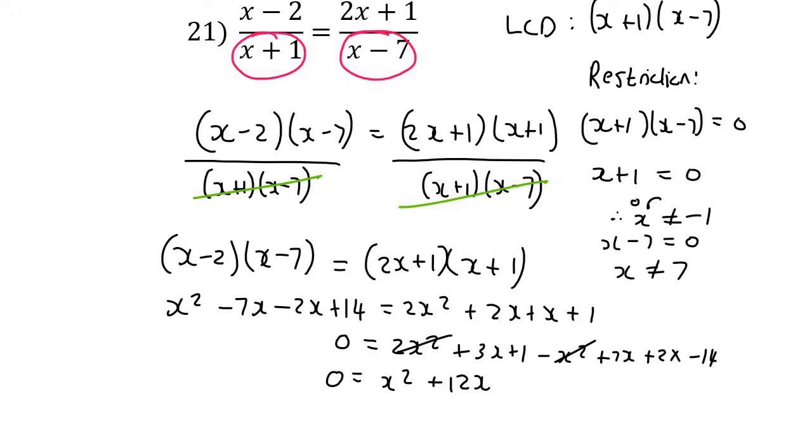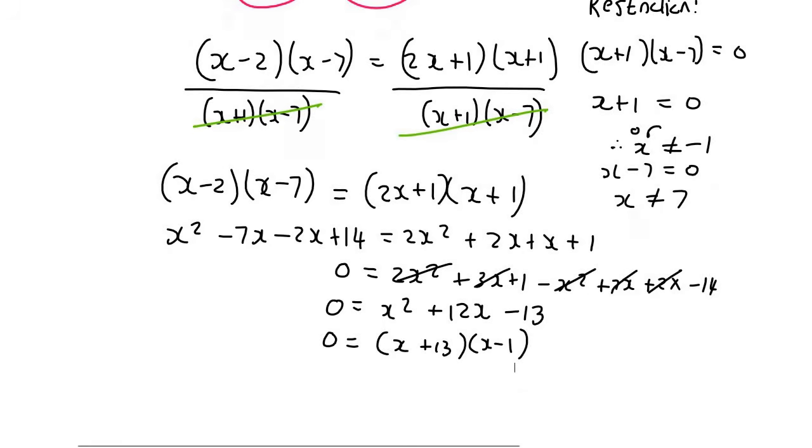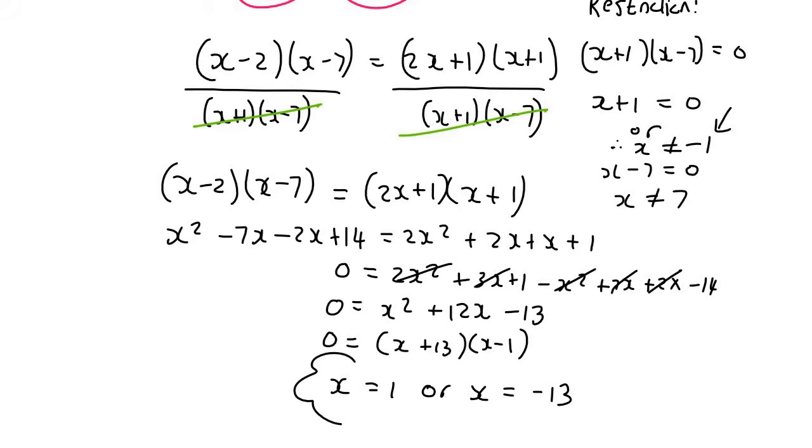plus 12x minus 13. Now this one looks quite easy to factorize. So it's going to be x plus 13 and x minus 1. And so therefore x is going to be equal to 1, or x is equal to negative 13. Is that part of our restrictions? No, it's not, because this is a minus 1, and so these are going to be the two answers.